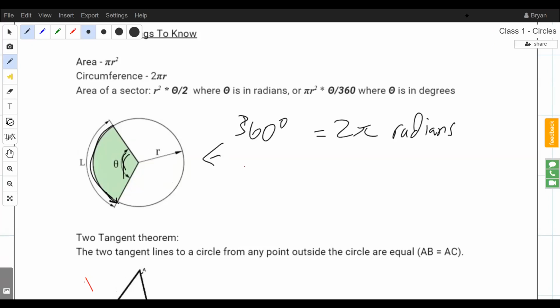Okay, give me a minute. As you see here, the area of a sector we can just calculate as a fraction of the area of the circle, and the fraction can be determined by the ratio of the central angle to 360 degrees or 2 pi radians.